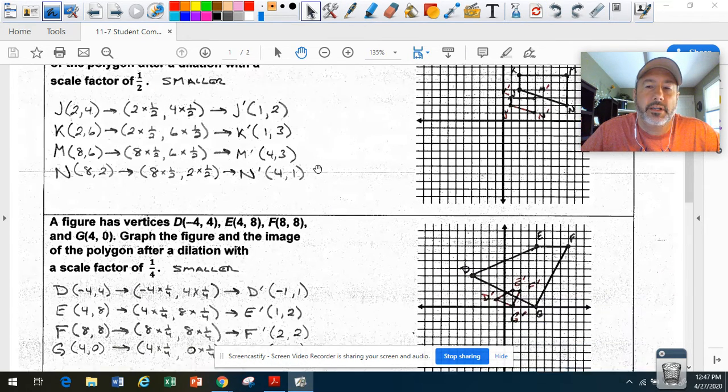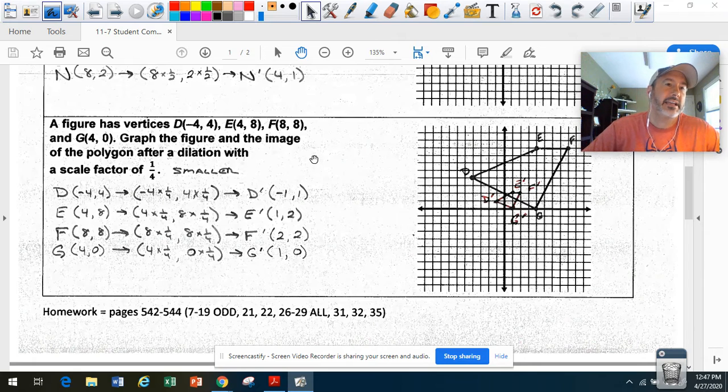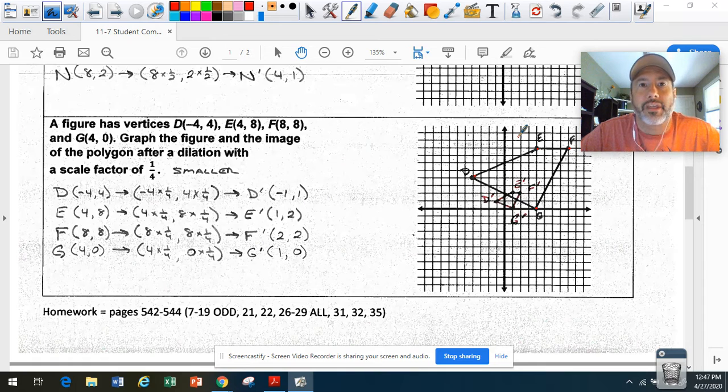Okay, let's scroll down here now. It says a figure has vertices D, E, F, G. Plot the points first. As you see what we did here, we made sure that we plotted our points. Here's D, E, F, G. Connect all those points. Now it says the image of the polygon after the dilation of a scale factor of 1/4. It is less than 1. So is the object going to be larger or smaller? Smaller. Very good, because it is less than 1.